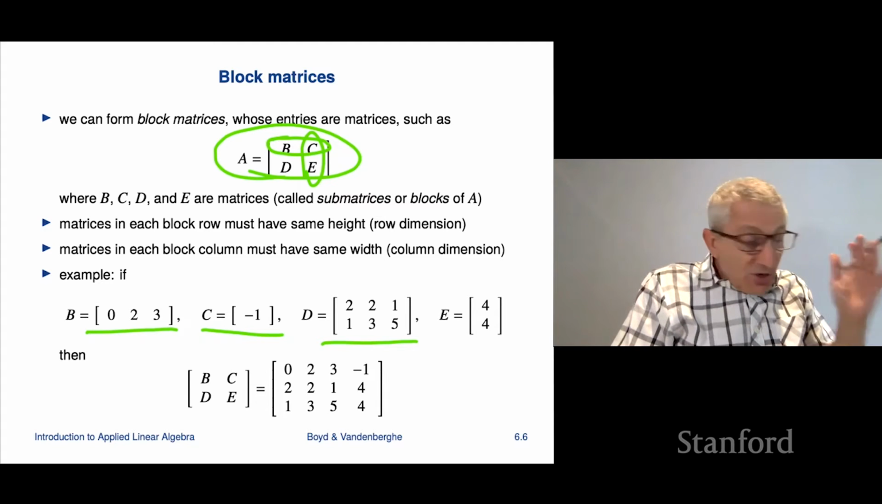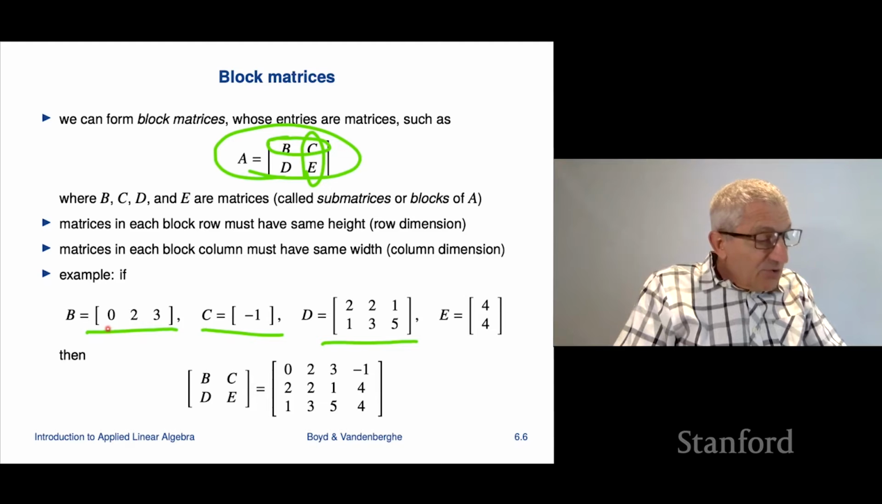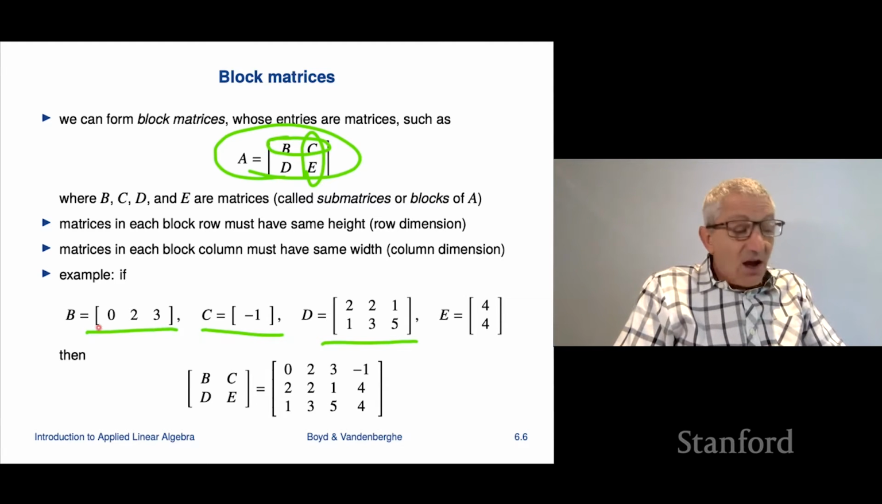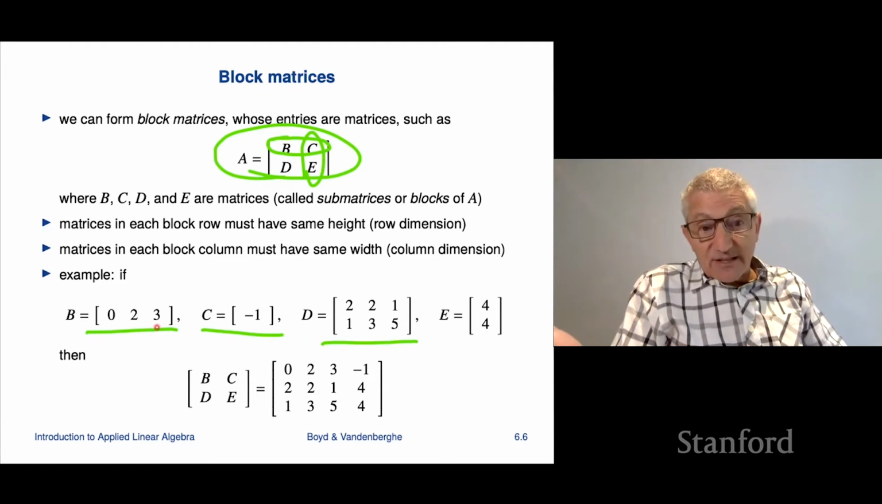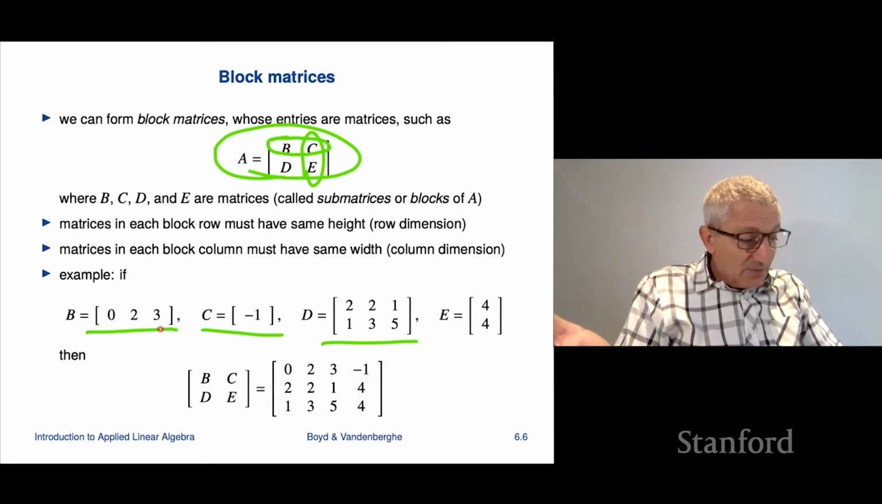Now let's take the first column. That's B stacked on top of D, and so B is 3 wide. It has 3 columns, B. Columns are silly, they're just numbers, but it's got 3 columns, B.